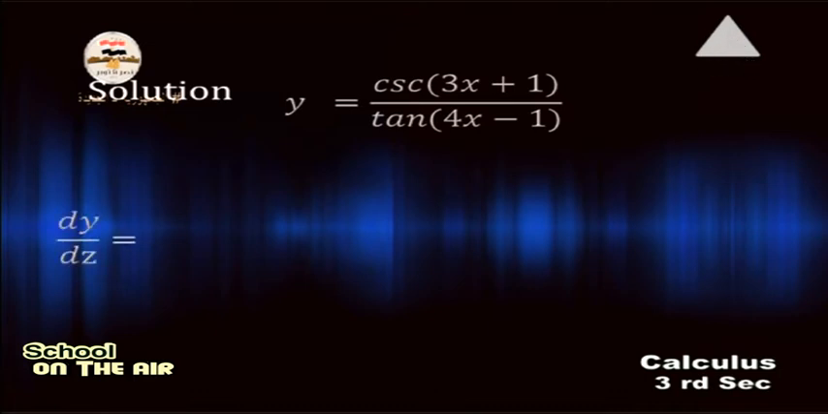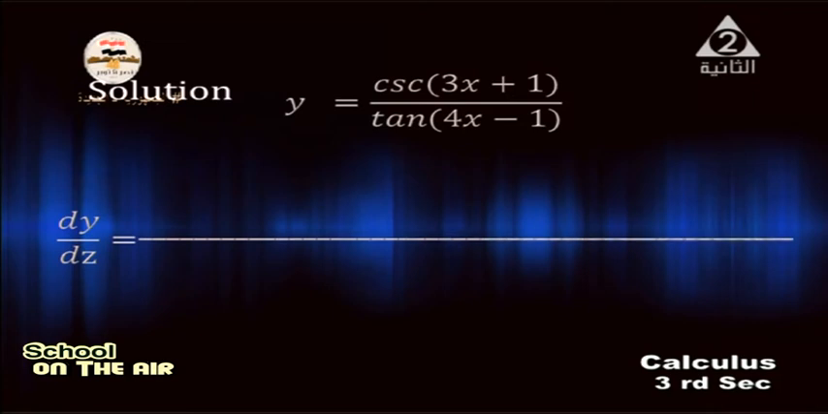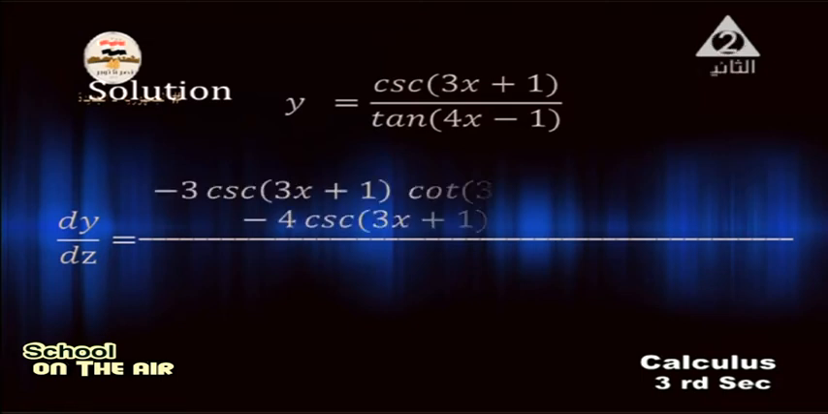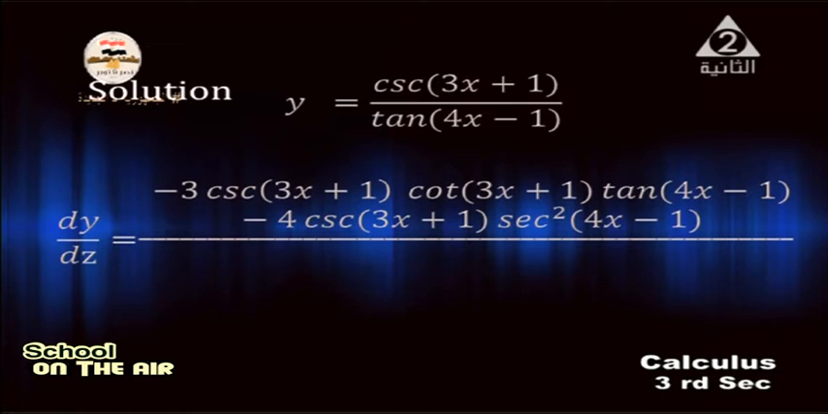dy/dx equals the derivative of cosec 3x plus 1. The derivative of cosec 3x plus 1 is negative cosec cotan: negative cosec 3x plus 1 times cotan 3x plus 1, multiply the derivative of the angle. The derivative of 3x plus 1 equals 3. Then the derivative of cosec 3x plus 1 is negative 3 cosec 3x plus 1 multiply cotan 3x plus 1.